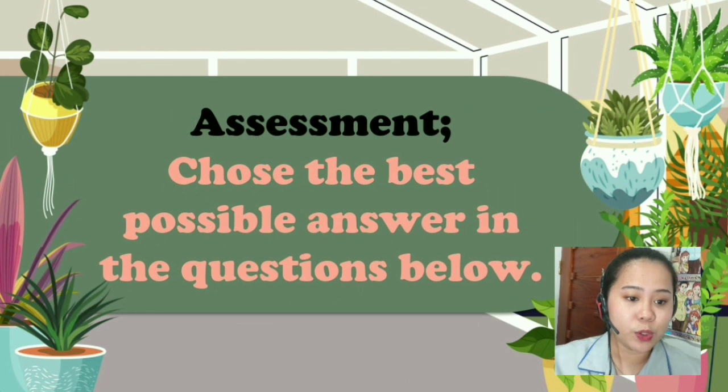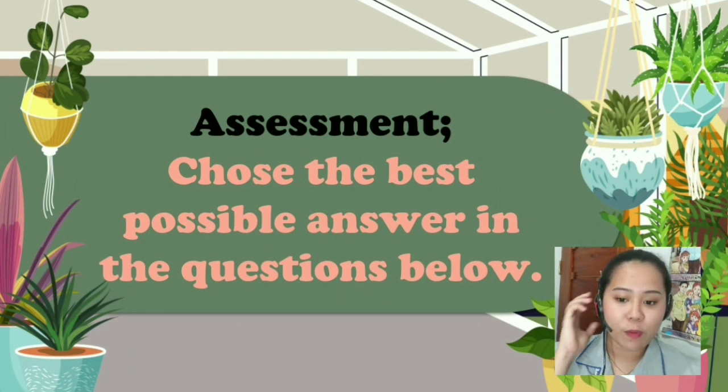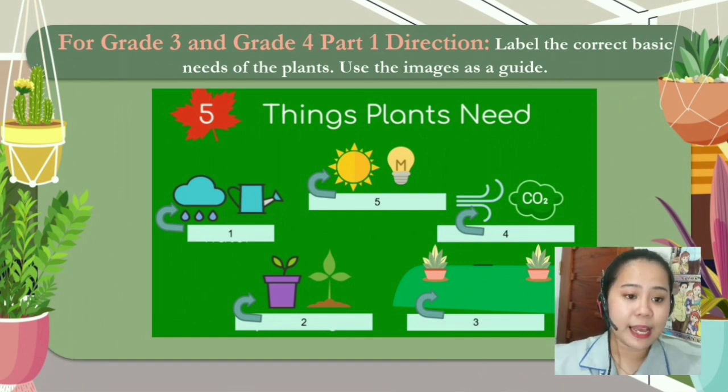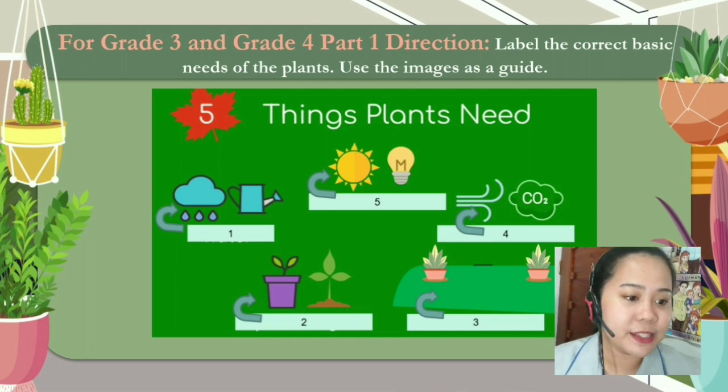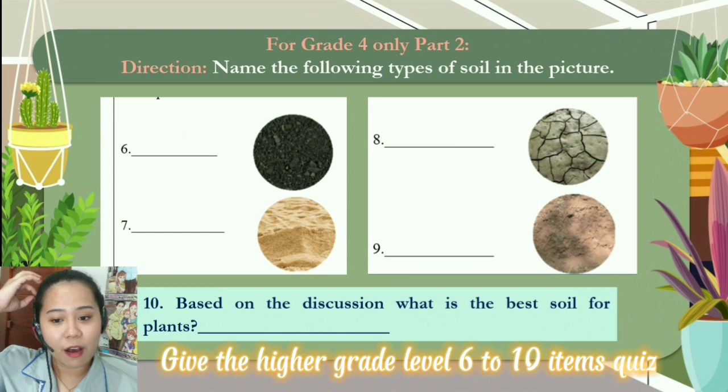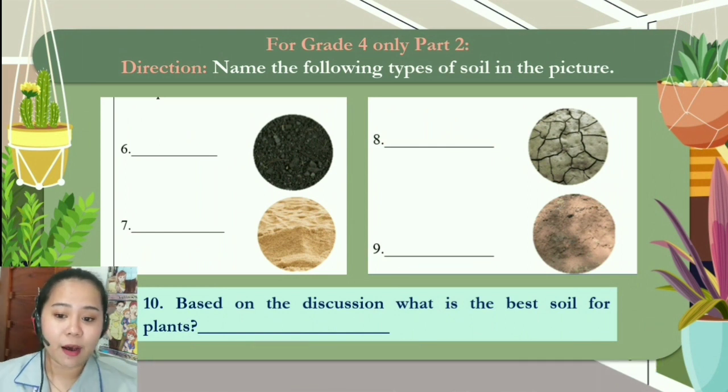Choose the best possible answer in the questions below. Did you see it already? This is the activity. Numbers 1 to 5 are for Grade 3 and Grade 4. Part 1, this is the direction: label the correct basic needs of the plants using the images as a guide. For number 1, what is it? Number 2, what is it? Number 3, number 4, and number 5. I think you're already done. Grade 3, sit properly and be silent. This part is for Grade 4 only, students.